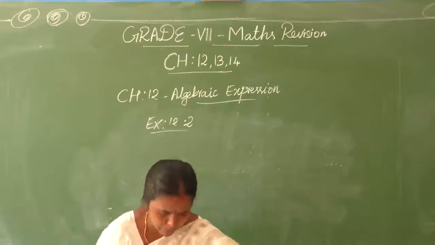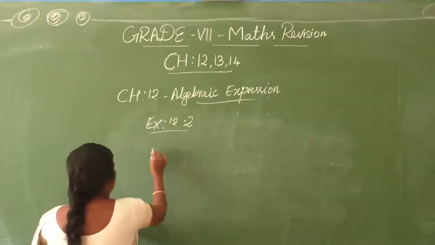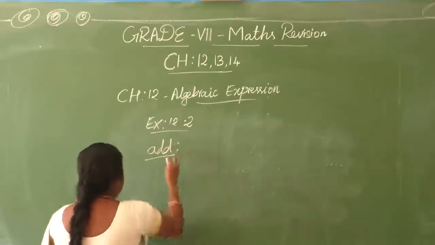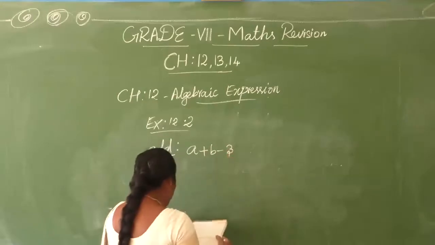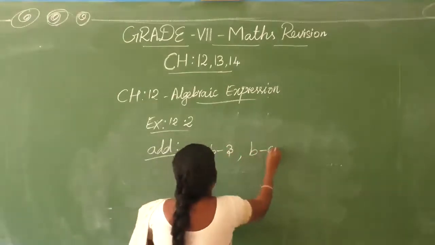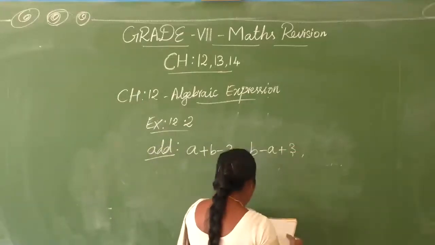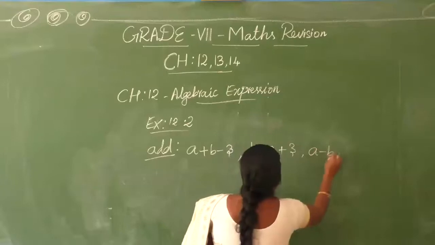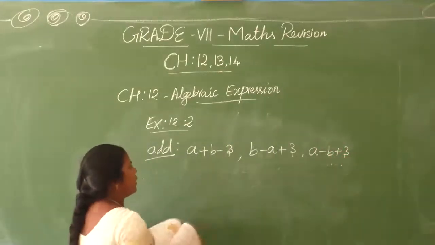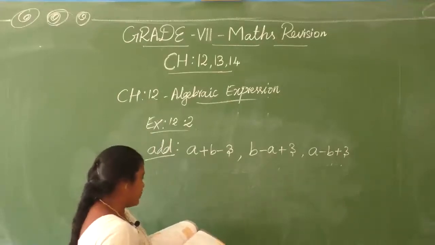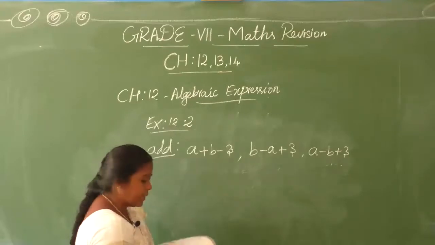See, one more sum I am trying here, in addition. a plus b minus 3, b minus a plus 3, a minus b plus 3. Three expressions are given, and three parts are contained in each, trinomials.